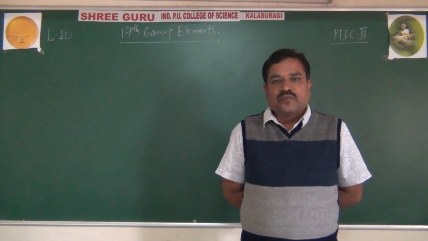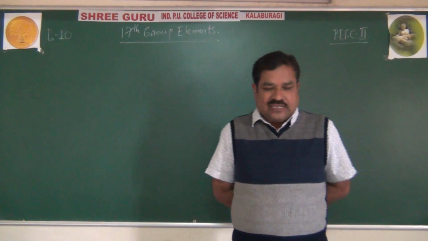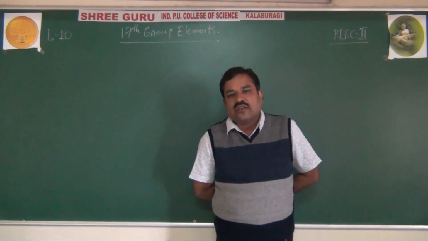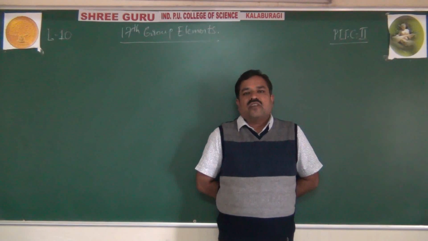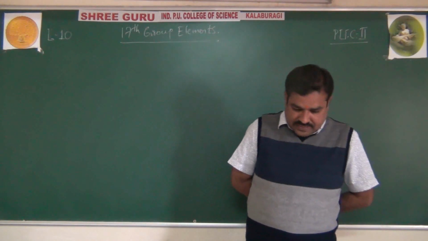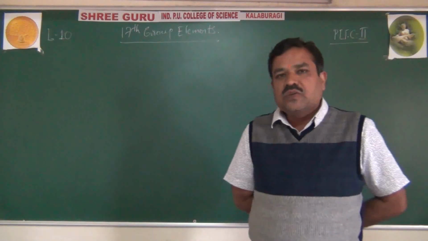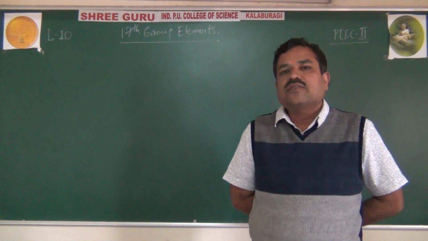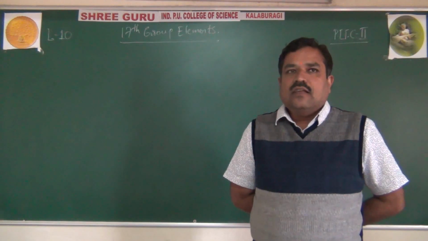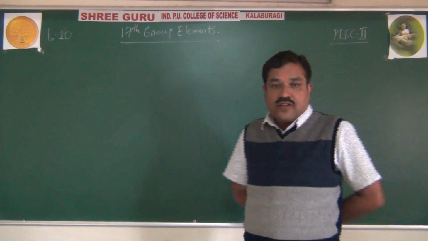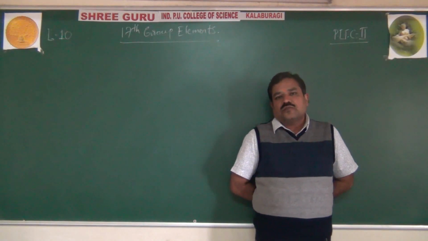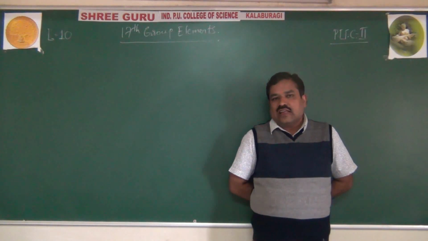Now see, yesterday we completed the 16 group elements, right? That is the manufacture of sulfuric acid by the contact process, its physical properties and chemical properties. And at the same time, the oxo acids of phosphorus, along with the uses of sulfuric acid, we have completed. Now, in this class I will start with the 17 group elements. 15 and 16, two groups are over, now 17 and 18 lastly.